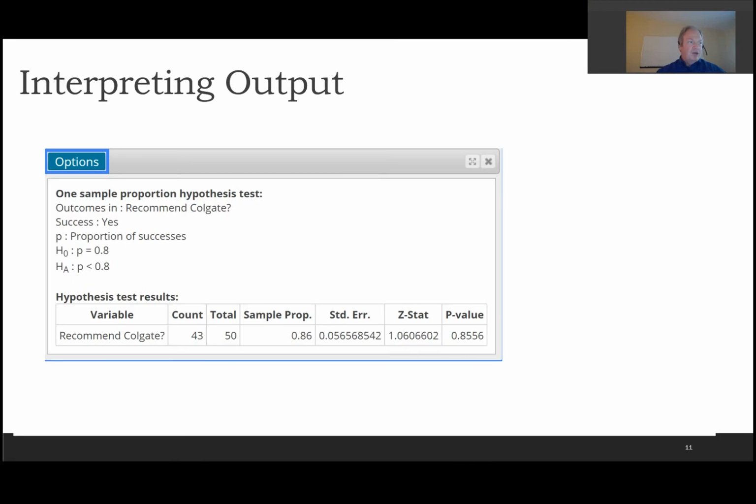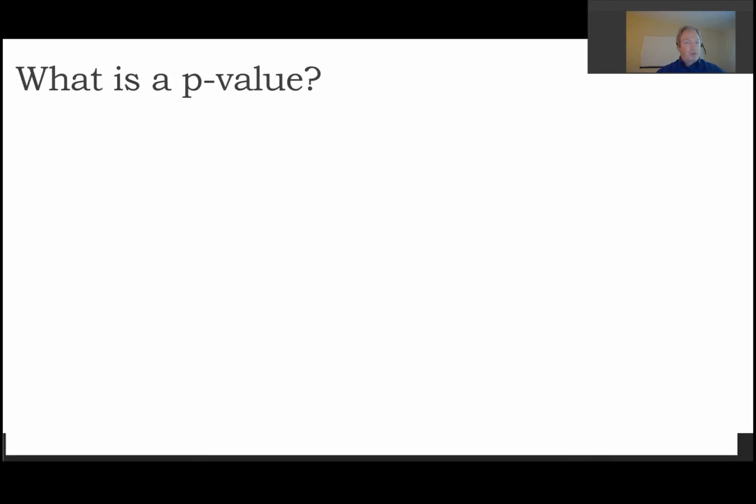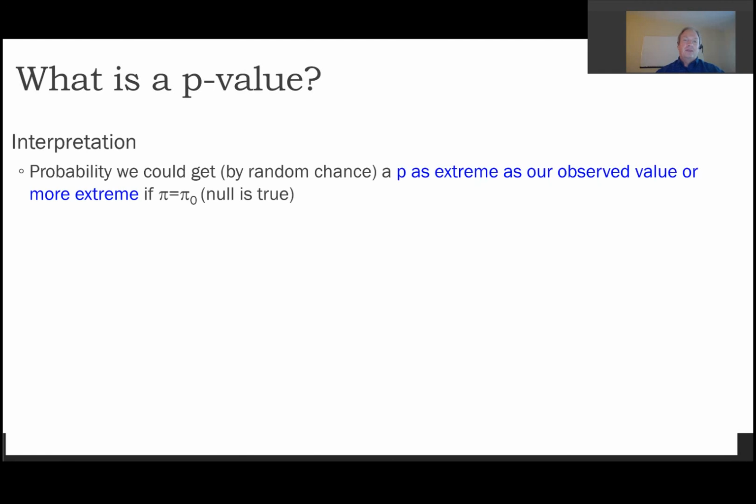And now we want to figure out what to do with the output. So the first thing we want to understand is, what is a p-value? P-values are actually very controversial. They're being reconsidered by the statistical community for reasons I won't get into, but they're still very handy and they're used in research on a regular basis. So the p-value, again, is the probability that I could get a sample percentage as extreme as the one we observed or more extreme if the null is true.